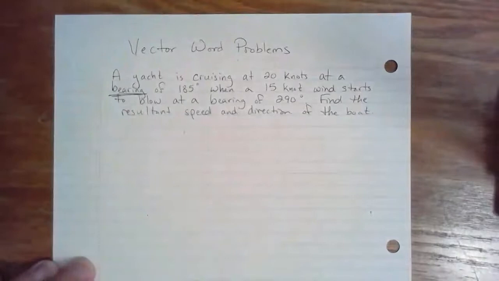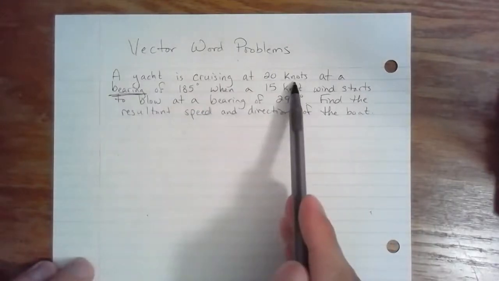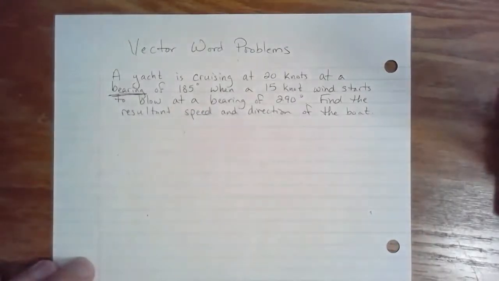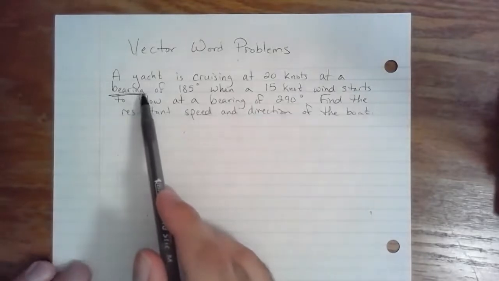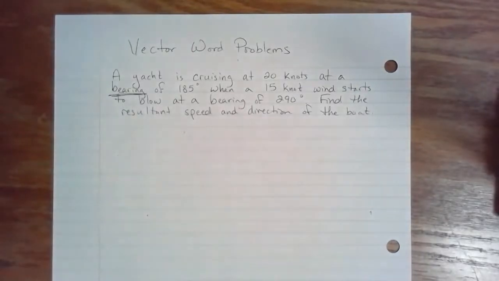And you'll find that if you go out into the world and you look at different fields of study, different ways of measuring, you'll see that depending on what you're looking at, for example, this is nautical, we're talking about a yacht cruising at 20 knots. In a nautical setting, they might use bearings instead of your traditional x-axis mentality. A lot of things will measure from a northern axis as opposed to an eastern axis.